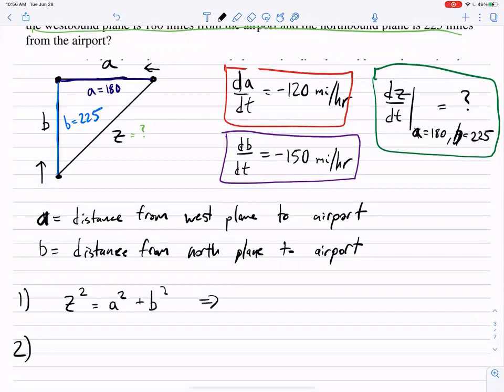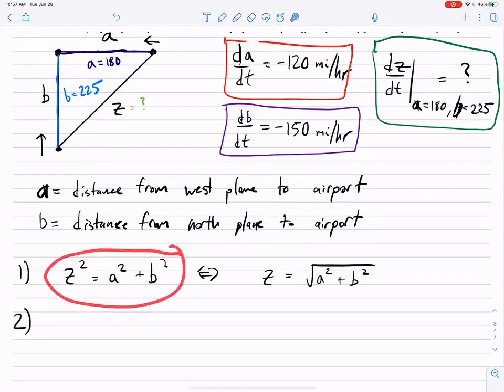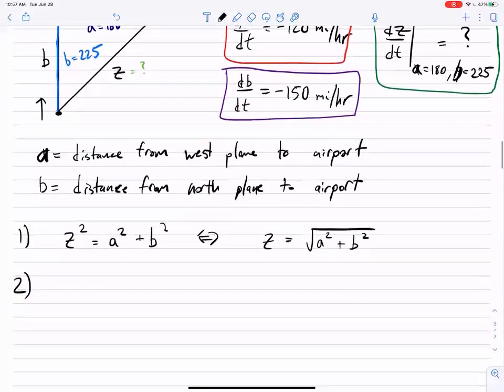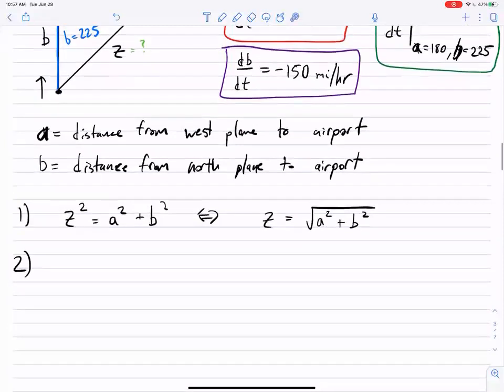Another way we could write this if we wanted to solve for z is that z is equal to the square root of a squared plus b squared. Those are equivalent. We could use either one. I think honestly doing it with this equation is easier because then you don't have to deal with the square root. So generally this one's probably easier to work with, but this one might be nicer if we want to actually find what z is.